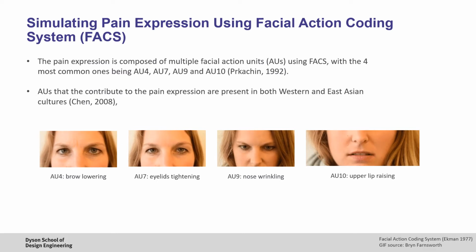Facial expressions can be analyzed quantitatively using Ekman's Facial Action Coding System, and the pain expression has been shown in numerous studies to be composed of at least 4 facial action units: Action Unit 4, brow lowering; AU7, eyelid tightening; AU9, nose wrinkling; and AU10, upper lip raising. These action units have been shown to be present in multiple cultures, which suggests there is a degree of commonality of the pain expression across cultures.